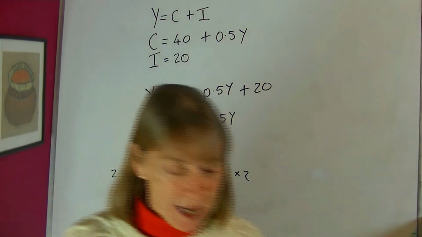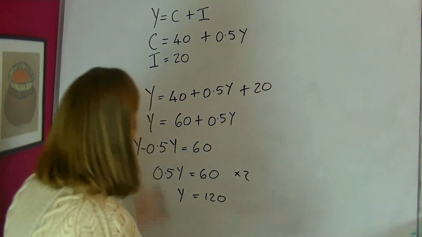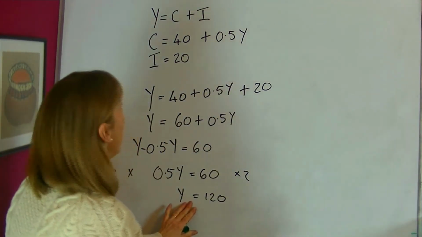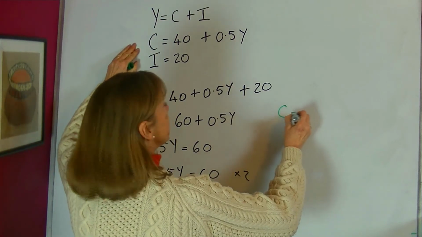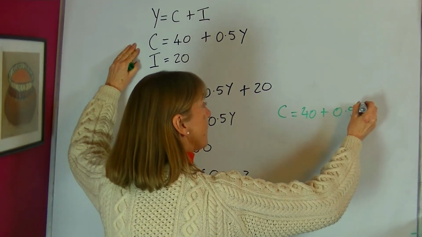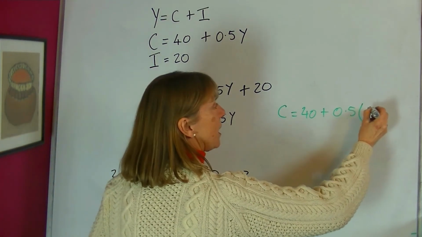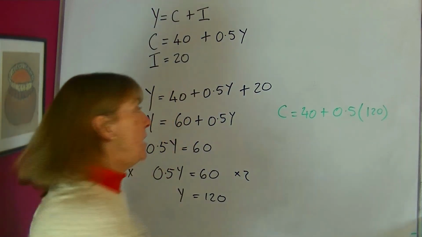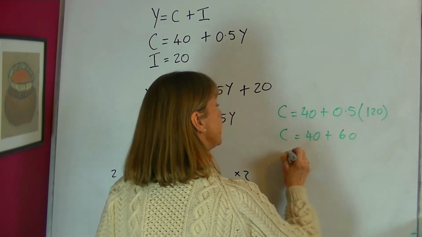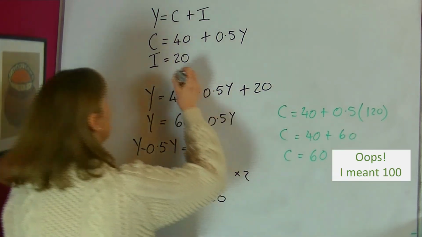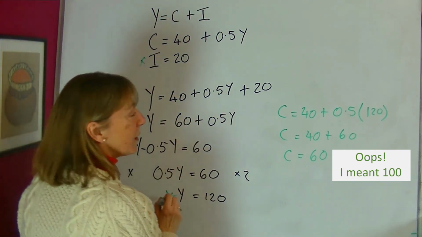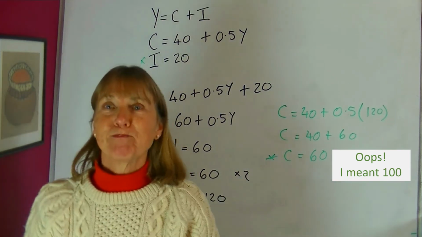So we know what national income is. The only thing we don't know now is the equilibrium level of consumption. So we're going to look at C now, and C equals 40 plus a half of y. But we now know that y is 120. So C equals 40 plus half of 120, which is 60. So C equals 60. So we now know what income is, we now know what investment is, and we know what consumption is.